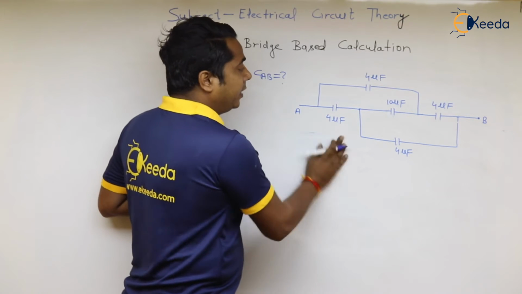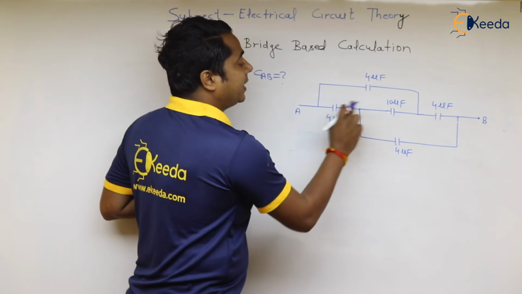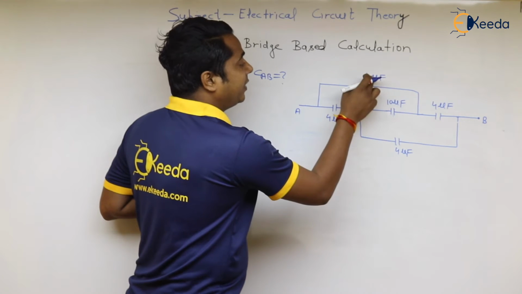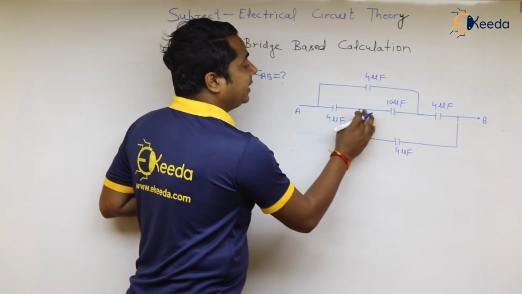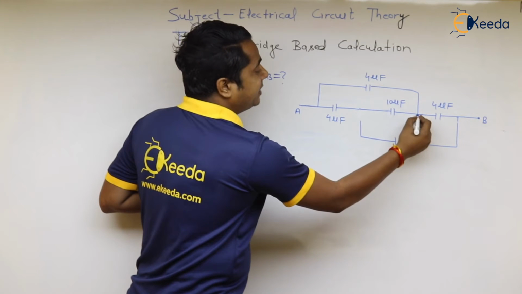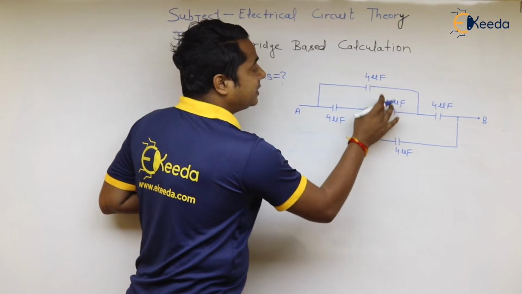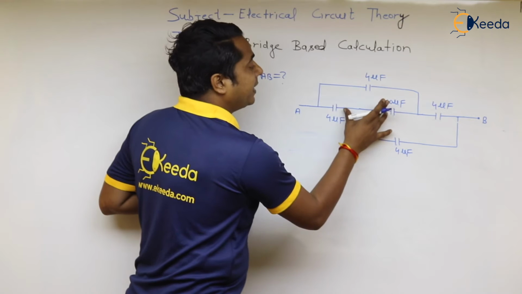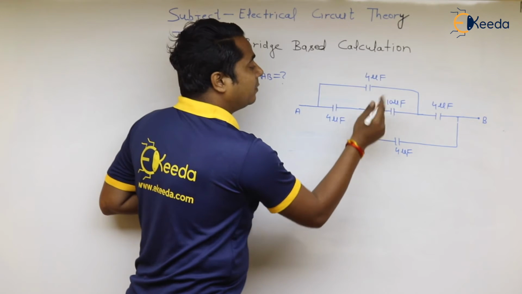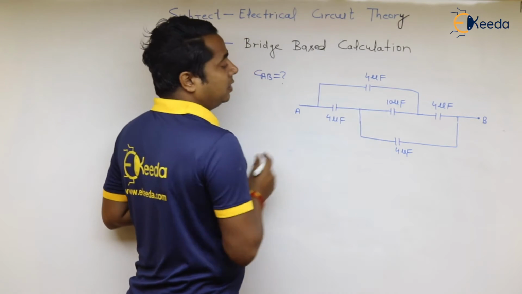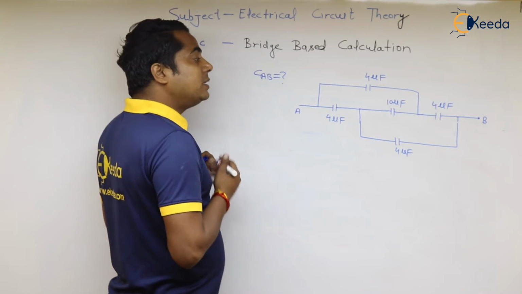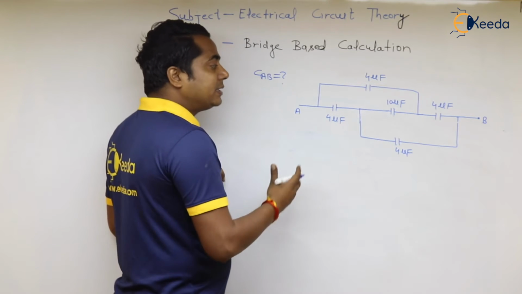But here this 10 microfarad is connected between the 4 microfarad capacitors. If it would be like this, then this would be series and both 4 microfarad and 10 microfarad would be in parallel. But this question is not like this. So we have to see clearly, we have to open this circuit.